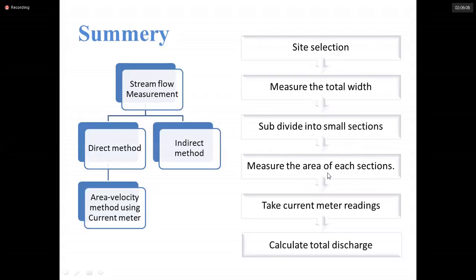How to measure the area? By using the width and depth of that small section. Then take the current meter readings and calculate the velocity. So finally, calculate the total discharge by velocity and the area. So likewise, you can get the total discharge value.